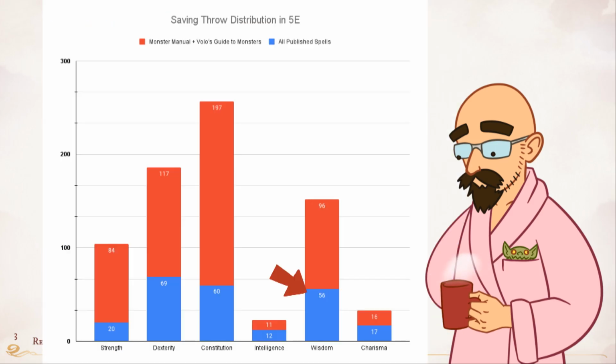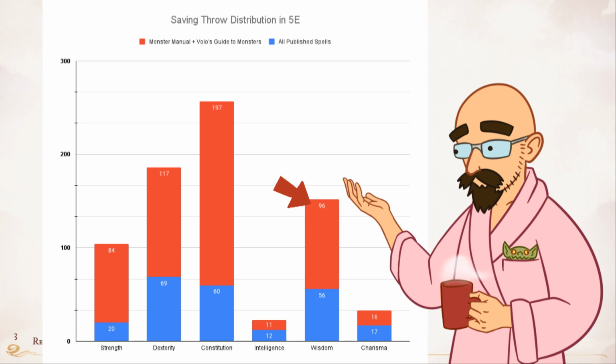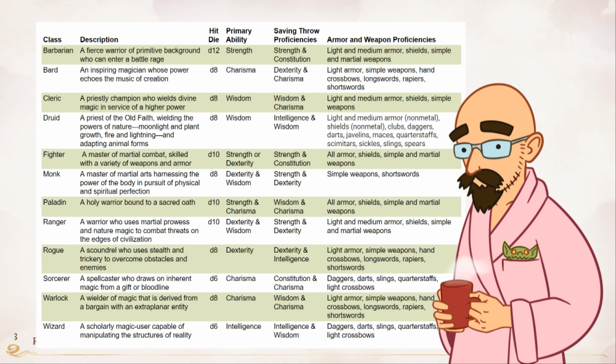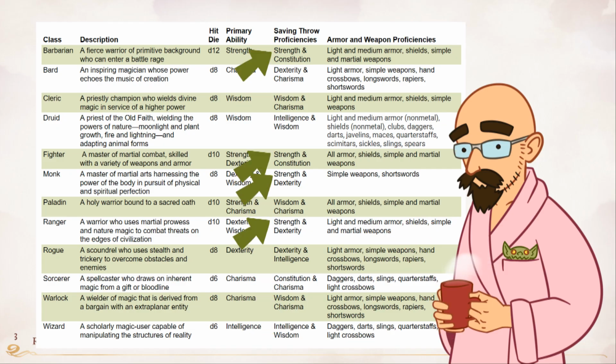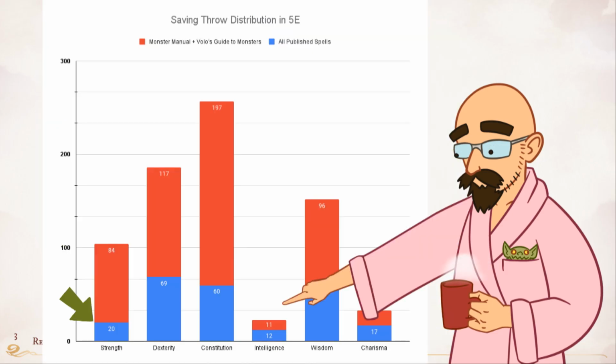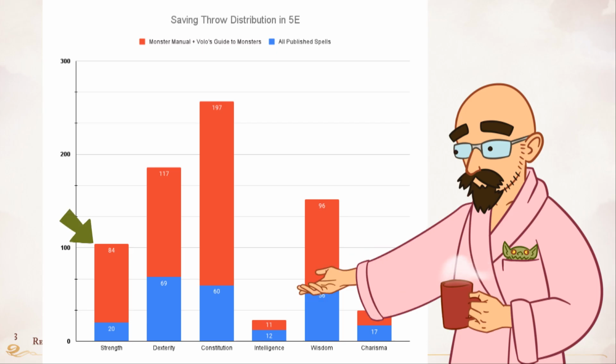Meanwhile, there are 56 spells requiring wisdom saves and 96 abilities across the Monster Manual and Volo's, but half of the playable classes start with wisdom save proficiency: cleric, druid, paladin, warlock, and wizard. Barbarians, fighters, monks, and rangers get strength saves, of which 20 published spells and 84 abilities in the Monster Manual and Volo's force strength saves.